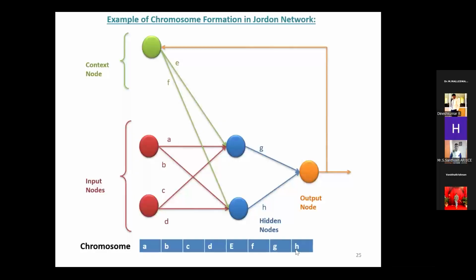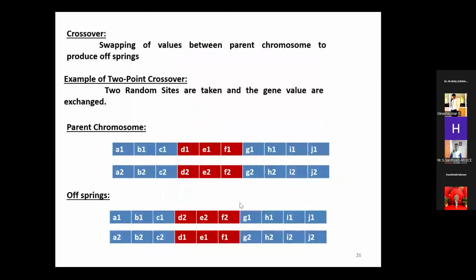At one particular time, when I get a minimum value of error, this is called the best fitness, and I get the weight values which are my best chromosome of weight combination. In that case, I am forming my chromosome based on the weight values A, B, C, D, E, F, G, H, with the combination of all the weight values, from input to hidden, hidden to output, and output to context node. Okay, now we'll move on to the next slide.